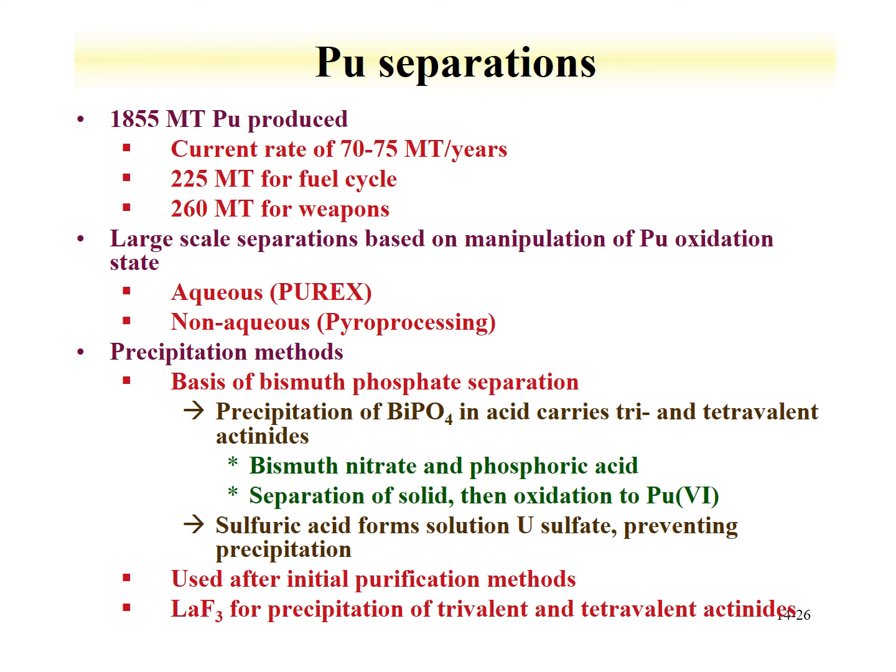One of the first separation techniques for plutonium was the bismuth phosphate method. This is a precipitation-based separation where precipitates of bismuth phosphate in acid carry tri- and tetravalent actinides, so the tri- and tetravalent actinides will precipitate out with the bismuth phosphate. This is done by taking the tri- or tetravalent oxidation state of the actinides with a bismuth nitrate and phosphoric acid solution. The solids are then separated. If you oxidize this, the plutonium will oxidize from the 4 to the 6, become solubilized, with the other trivalent actinides remaining in the solids. This can be used as a purification method, and things like lanthanum fluoride precipitation of trivalent and tetravalent actinides can be used to further purify the plutonium-6 in solution.